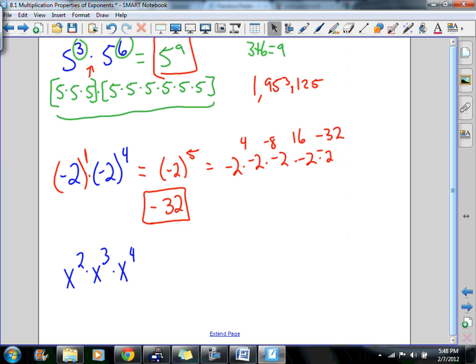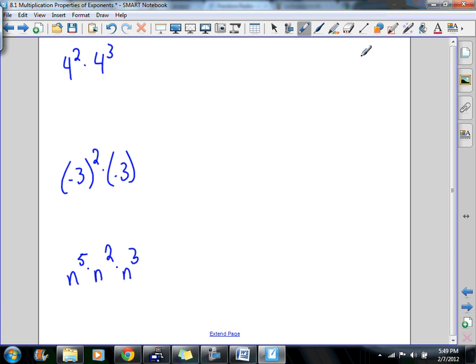All right, so let's go back to another example here. We now have x's. x to the second, x to the third, and x to the fourth all multiplied together, meaning we can take a step down and change from multiplication to addition. 2 plus 3 plus 4 is x to the ninth, and that's our answer. Alrighty, let's have you try these on your own. So let's pause the video and see if you can give these a try.